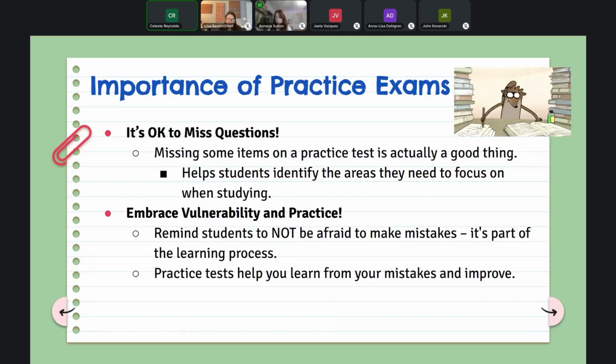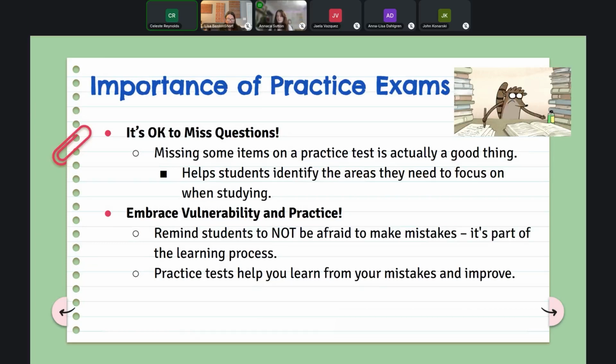And I always say, no, you have to look at it a little differently. Missing questions on a practice exam or in class doesn't mean that you don't know the material. It just helps you start taking inventory of the things that you need to focus on when you're studying and the things that you already feel very confident on. So I always say it's good to ask, what do I know already and what do I need to focus on as I'm studying? And then remind students that it's okay to make mistakes. That's what studying is all about.